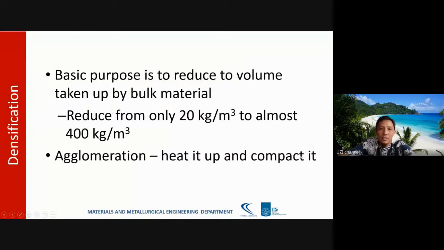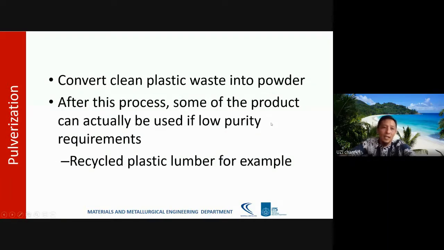And we also have densification. The basic purpose of densification is to reduce the volume, from about 20 kilograms per cubic meter to almost 400 kilograms per cubic meter, by heating it up and compacting it. And then pulverization converts clean plastic waste into powder.